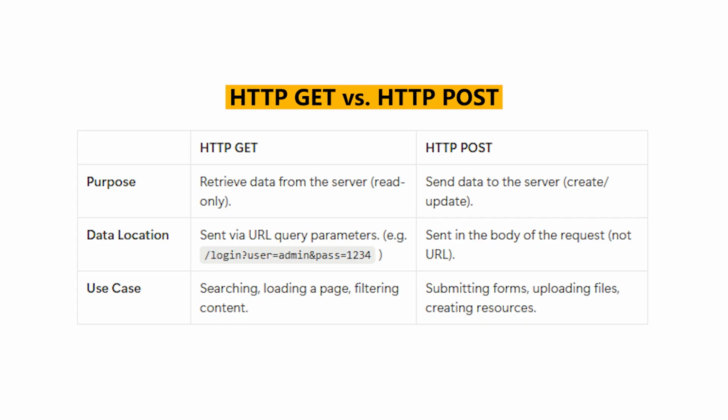Common use cases of HTTP GET include searching, loading a page, and filtering content. Common use cases of HTTP POST include submitting forms, uploading files, and creating resources. Because the data is not visible in the URL, HTTP POST is often safer when sending passwords, private information, or when creating or modifying something on the server.